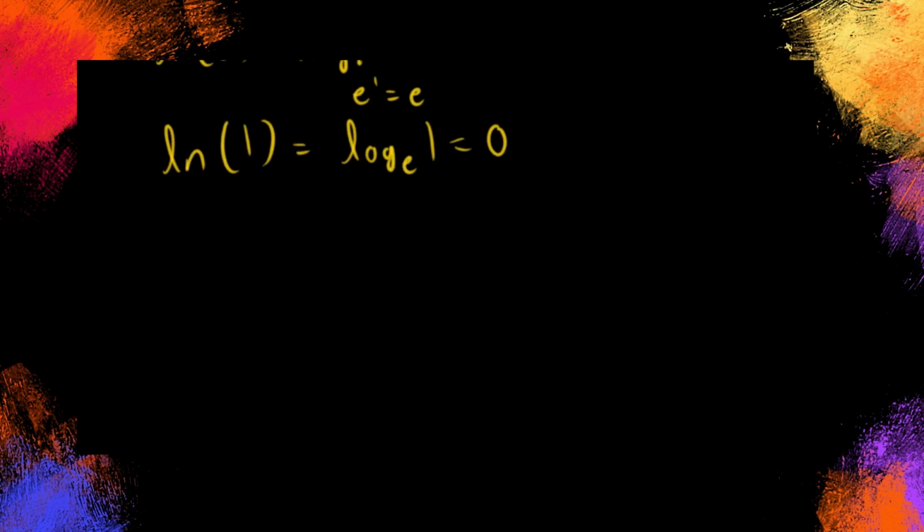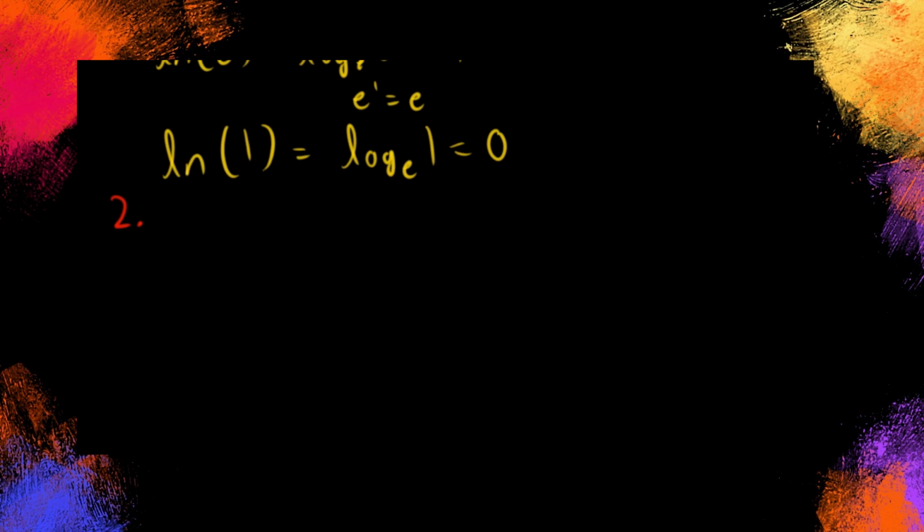Alright, so a slightly different rule, what's known as the product rule. The product rule states if you have a logarithm, such as log base a of b, and we add log base a of c, this is going to be equal to log base a of b times c. And we can demonstrate this rule with an example problem.